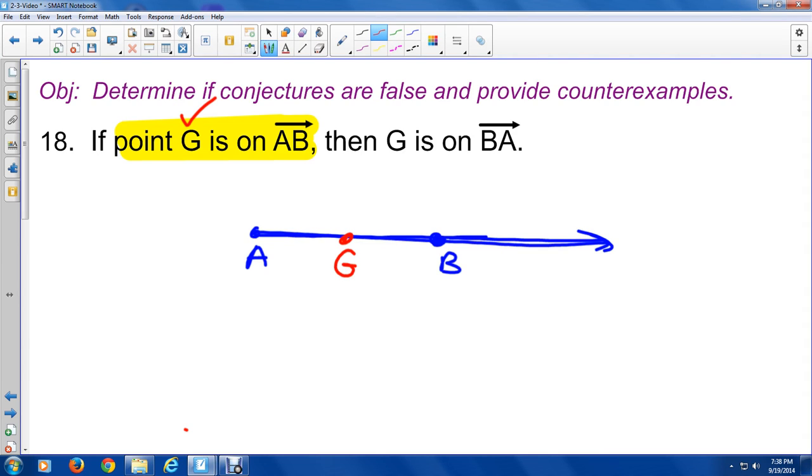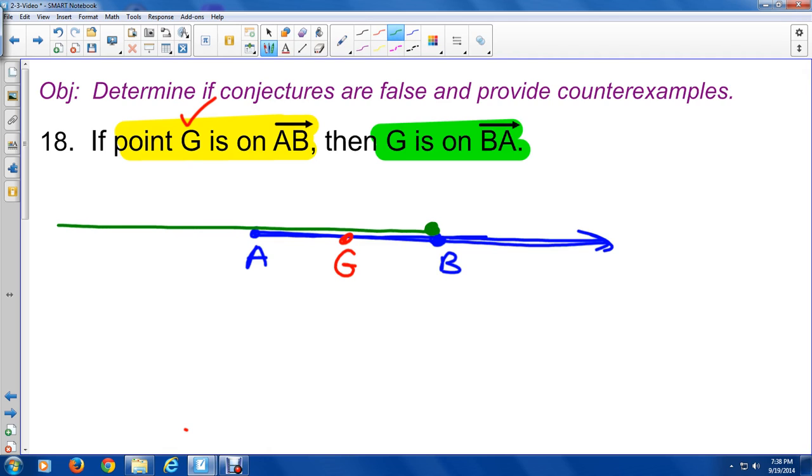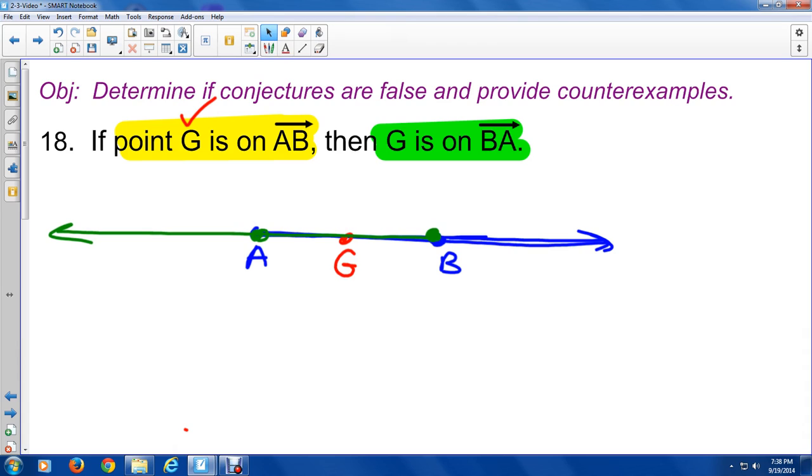Now let's see if the conclusion follows. The conclusion in this one reads G is on ray BA. I can't move point G. Point G is already on there, but I can look at it and say, is G on ray BA? Recall a ray starts at an endpoint and goes through the other point mentioned and keeps going infinitely. So ray BA in my example is going to the left. Is point G on ray BA? Hopefully you are agreeing with me that yes, in my picture it is.